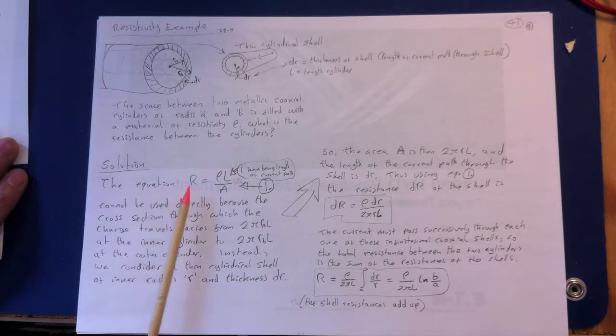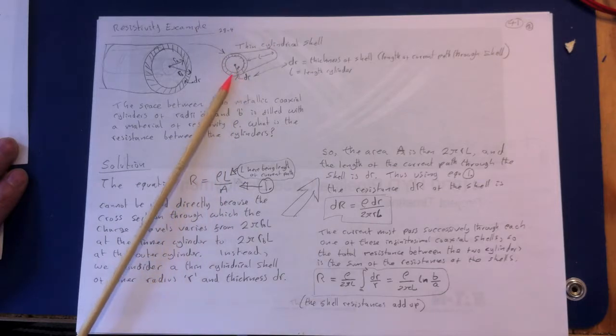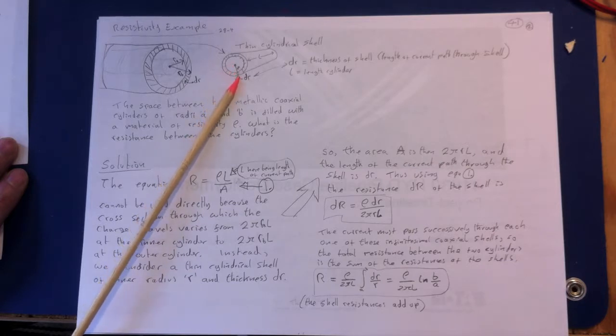Firstly, the equation R equals ρ length over A cannot be used directly because the cross section through which the charge travels varies from 2πR_A L at the inner cylinder to 2πR_B L at the outer cylinder. Instead, we consider a thin cylindrical shell of inner radius r and thickness dr. So we're going to consider this small shell here, dr. We've got r out to here, and the little bit extra is dr.